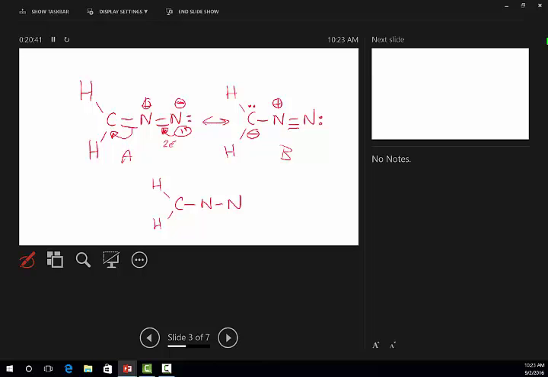All right, so what am I going to do? I'm going to take this lone pair on the carbon. I'm going to use it to form the double bond, but then at the same time, I need to break the nitrogen-nitrogen triple bond and give it to the nitrogen to work backwards. Okay.